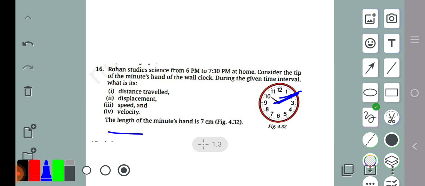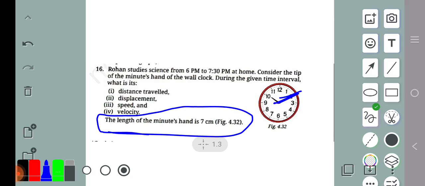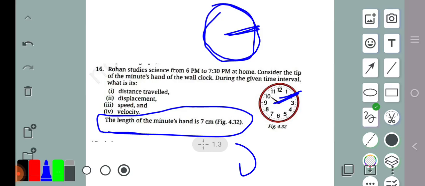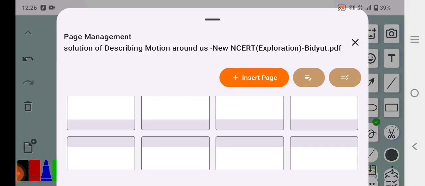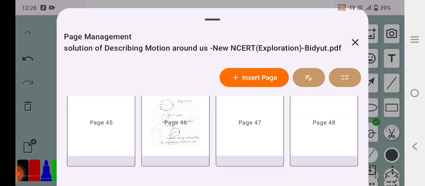Now one thing here, it is given the length of the minute hand is 7 centimeter. Now if you consider the clock as a circle, and if this is the minute hand, then we are getting that the radius of the circle is 7 centimeter, right? Now we have to consider how the distance will be calculated. Now coming back to the solution of the question. So first I'm showing you the solution.